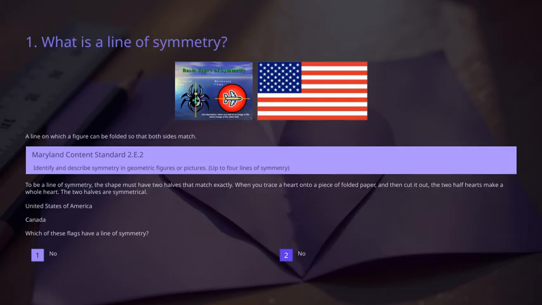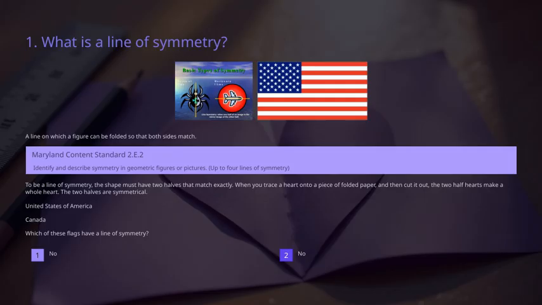According to Maryland Content Standard 2E2, we can identify and describe symmetry in different figures or pictures, and some shapes can have up to 4 lines of symmetry. For a shape to have a true line of symmetry, its two halves have to be exactly the same. A great example is when you trace a heart onto a folded piece of paper and then cut it out. When you open it up, you'll see that the two halves are mirror images of each other, making a whole heart. Those two halves are symmetrical because they match perfectly when folded along that line.